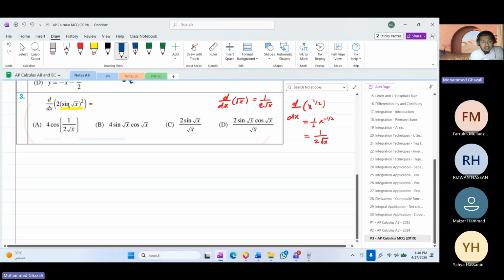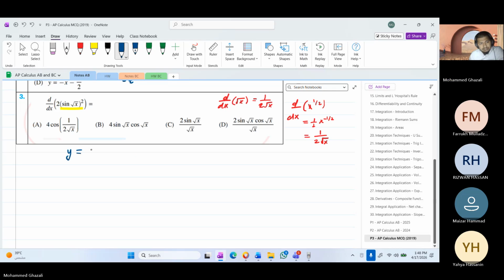Now you want to find the derivative of this function. It's like saying y equals 2 sine root x squared. What's y prime? 2 times 2 is 4. Sine root x remains sine root x. We take away 1 from the power, we get 1. And differentiate the inside. Differentiate sine root x, you get cos root x. And then the derivative of root x is 1 over 2 root x.